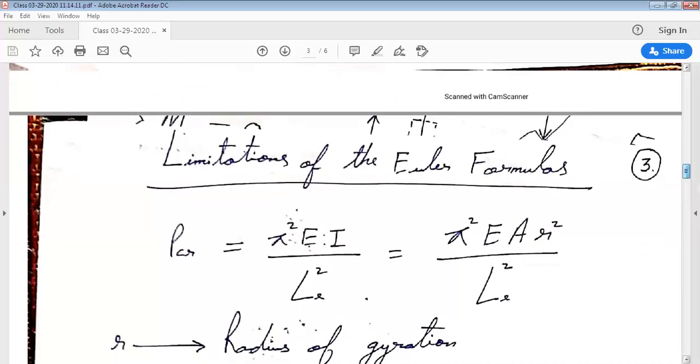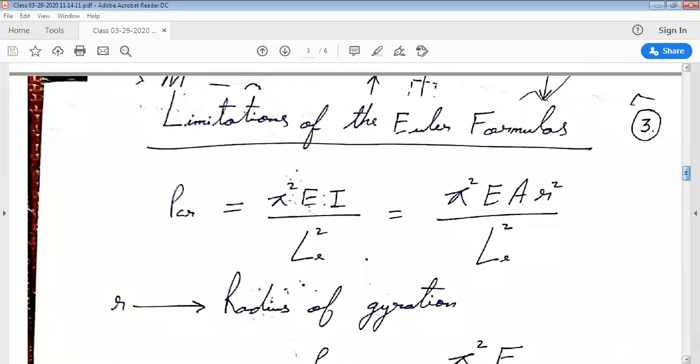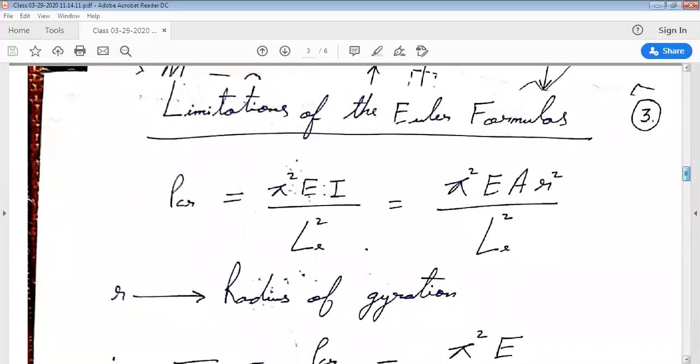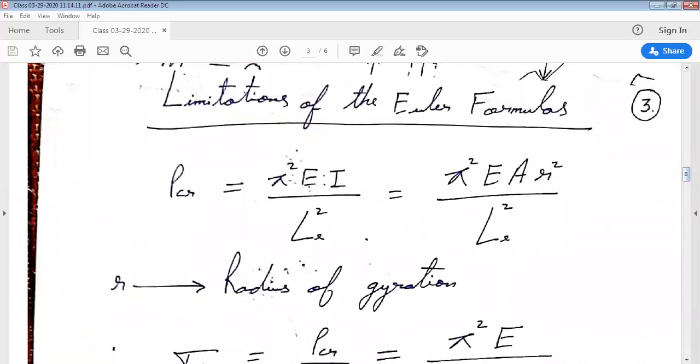Now let us look at the limitations of the Euler formula of critical load. We have seen that critical load is pi square EI divided by LE square. Now let us write second moment of area as A R square, where A is area of cross section of the column and R is the radius of gyration.